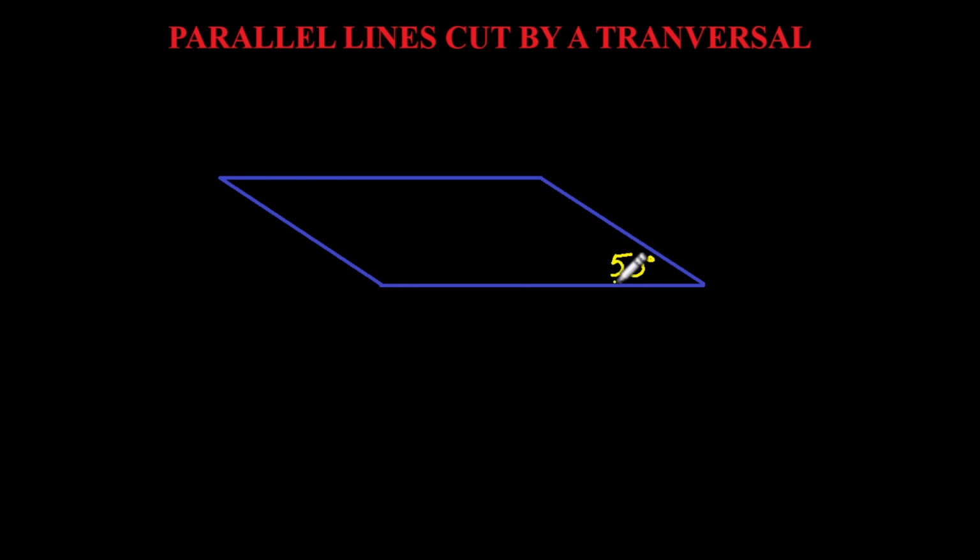So now we have a parallelogram. It's the same one, I'm just changing the angle. If this is 50 degrees, can you find all of the angles on the inside of the parallelogram? Well, this one over here is 50. This angle here and this angle here must add up to 180, so that makes this one 130 degrees. And this one is also 130 degrees.